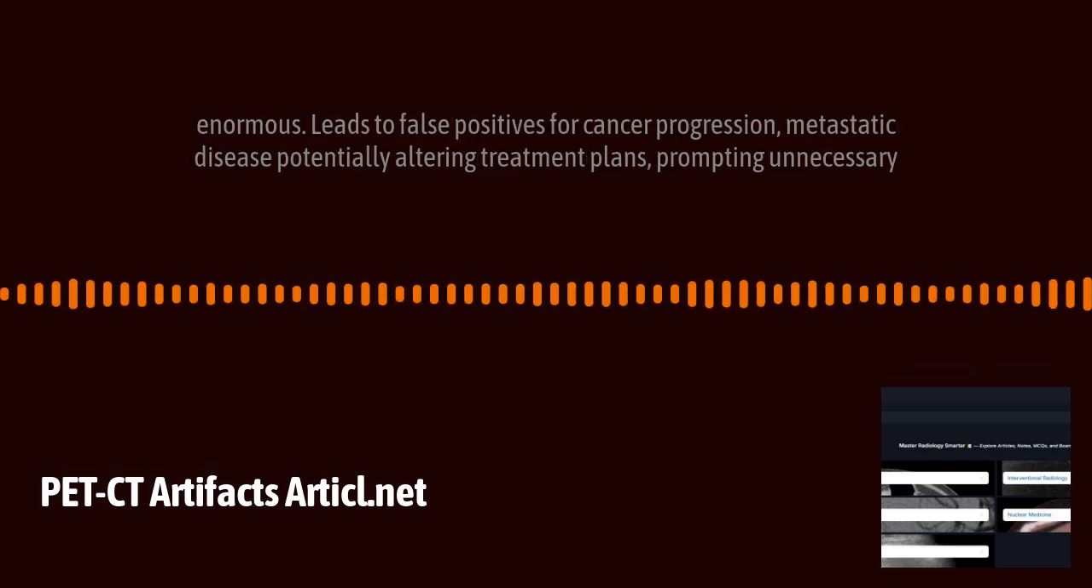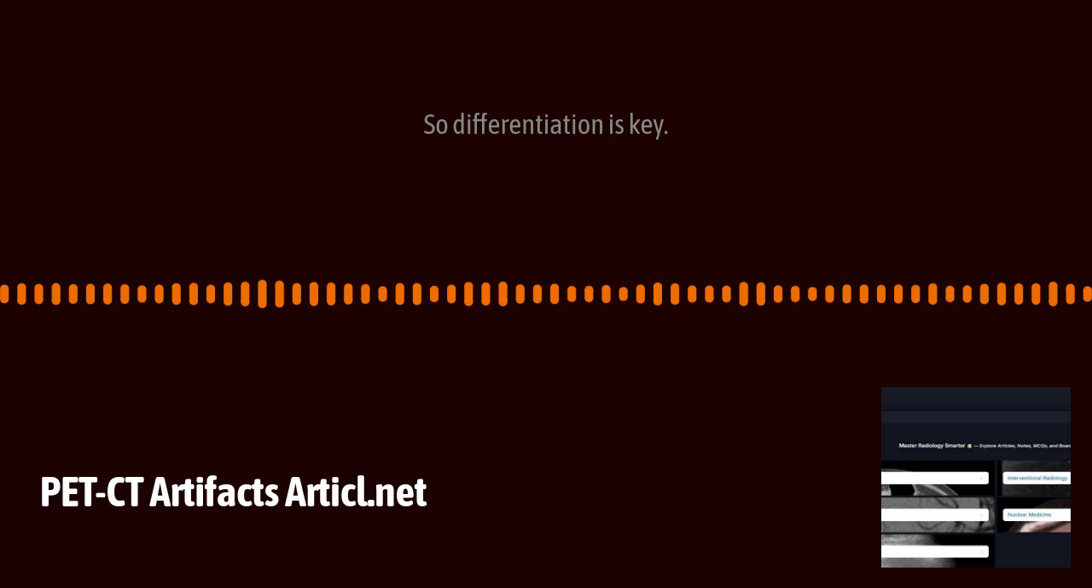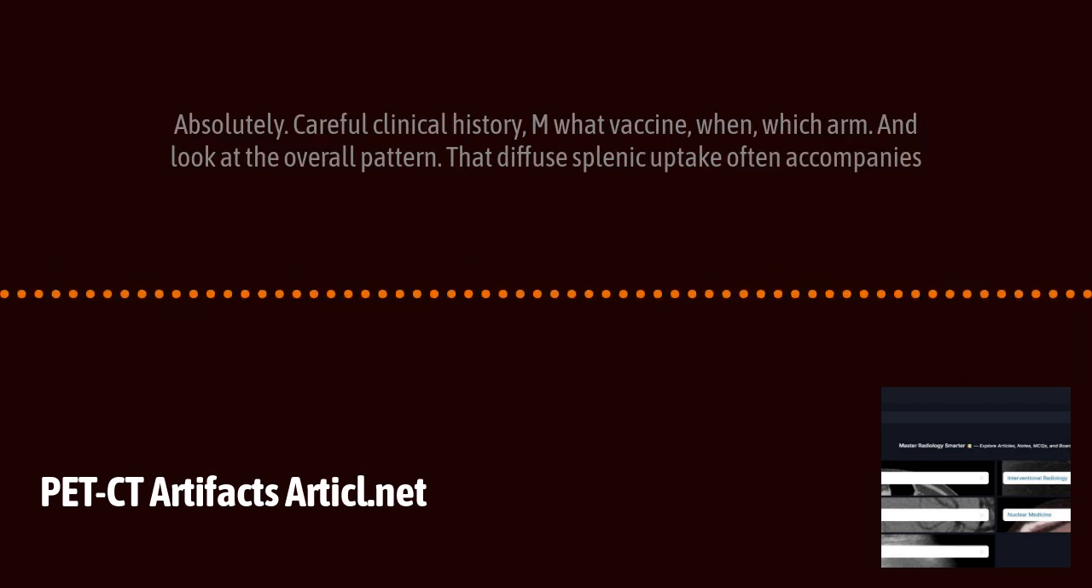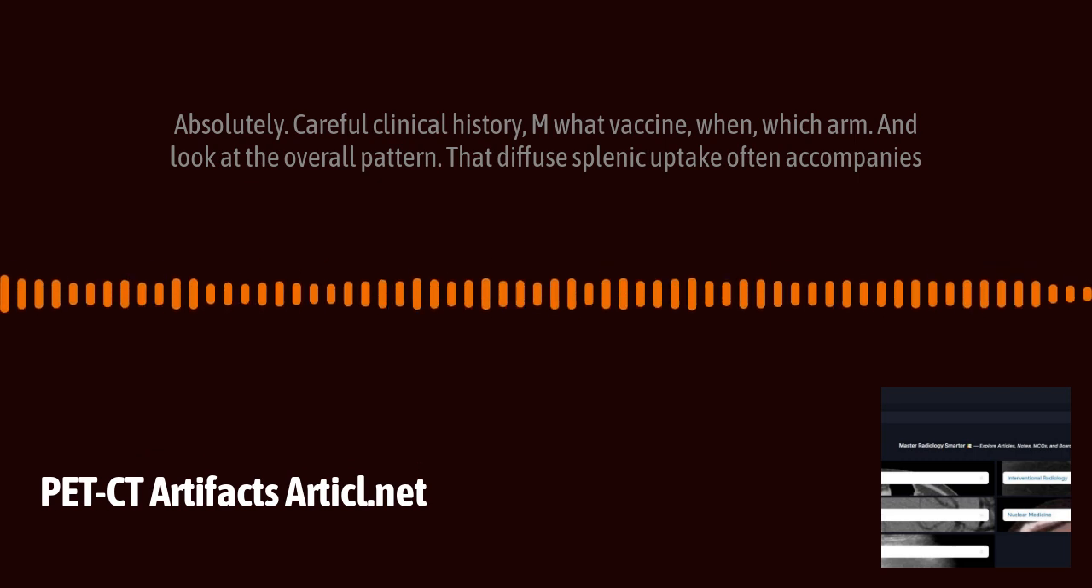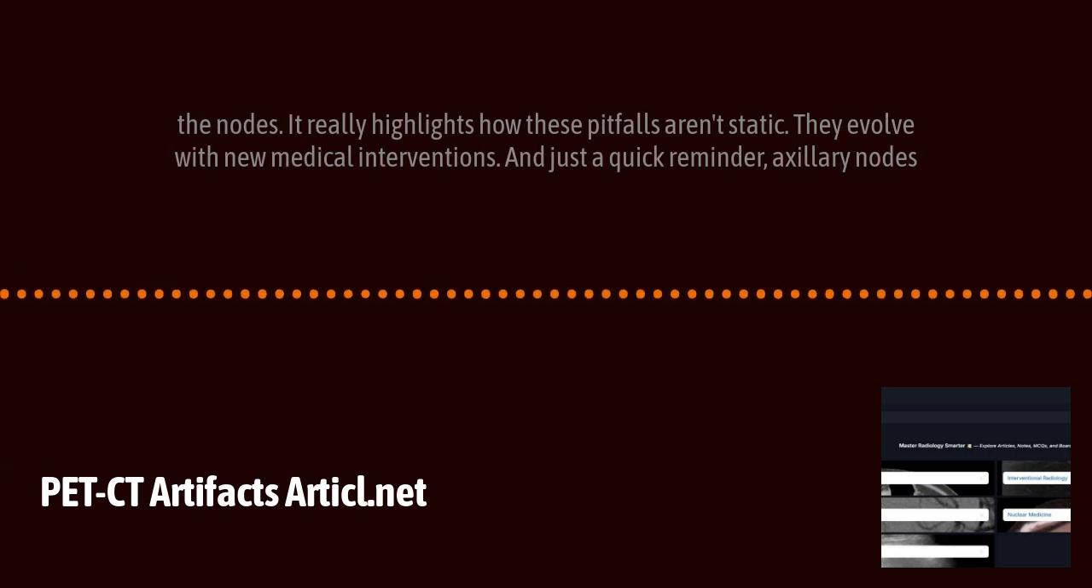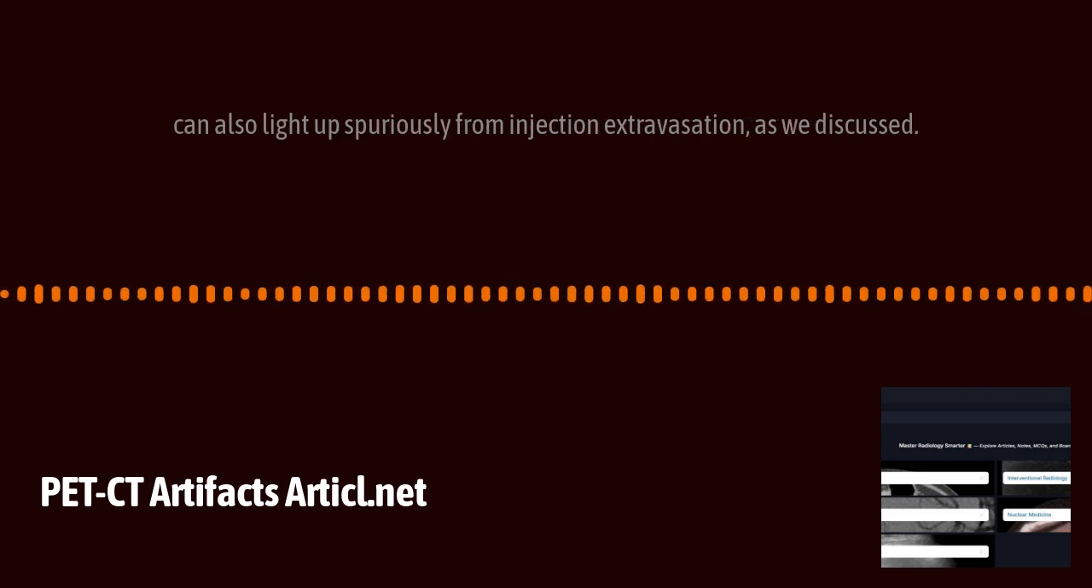Leads to false positives for cancer progression, metastatic disease, potentially altering treatment plans, prompting unnecessary biopsies. So differentiation is key. Absolutely. Careful clinical history. What vaccine? When? Which arm? And look at the overall pattern that diffuse splenic uptake often accompanies the nodes. It really highlights how these pitfalls aren't static, they evolve with new medical interventions. And just a quick reminder, axillary nodes can also light up spuriously from injection extravasation, as we discussed.